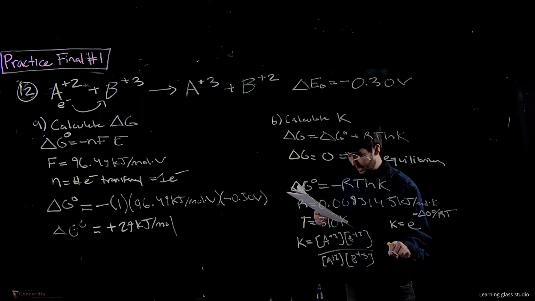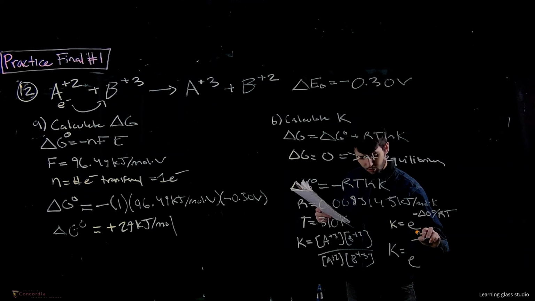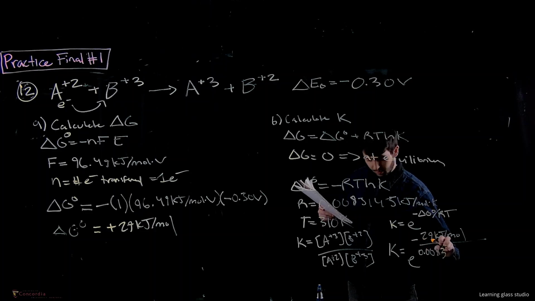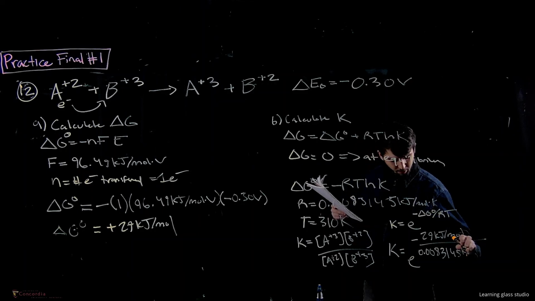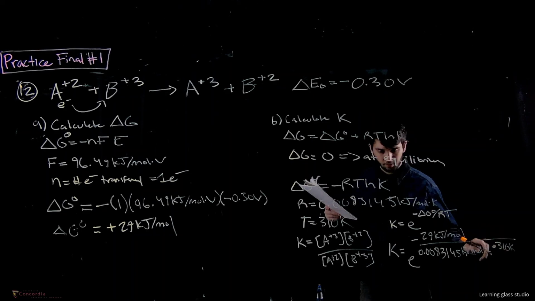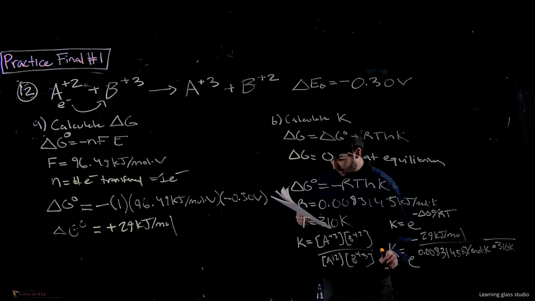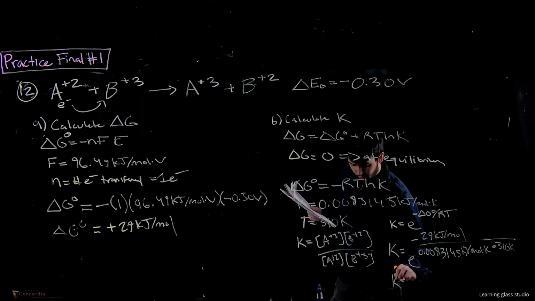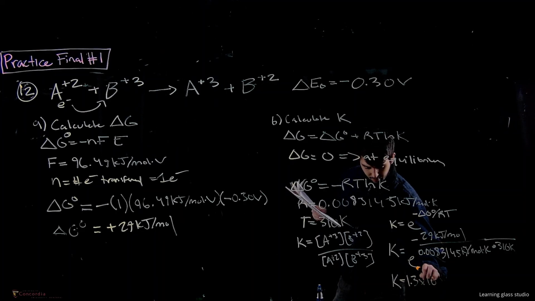Okay, so we get K is equal to e to the power of negative 29 kilojoule per mole over 0.0083145 kilojoule per mole Kelvin. And then the denominator will be multiplied by 310 Kelvin. And then we get K is equal to 1.3 times 10 to the minus 5.